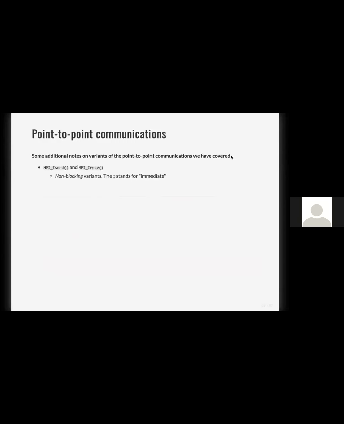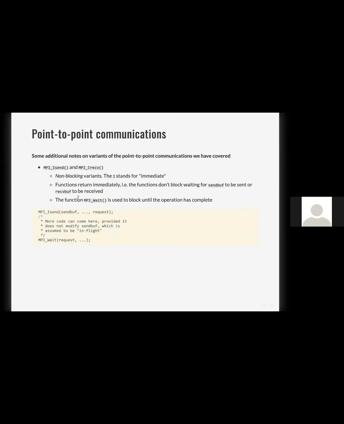So first of all, there are the variants with an I in front, MPI Isend and MPI Irecv. These are called non-blocking variants because the I stands for immediate, and immediate means that these functions return immediately. So they don't block waiting for either the send buffer in the case of MPI Isend to be sent, or the receive buffer for the case of MPI Irecv to be received. And then you use another function which is called MPI wait after you call these functions in order to block until the operation has completed.